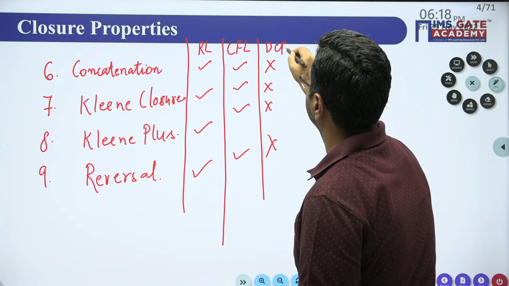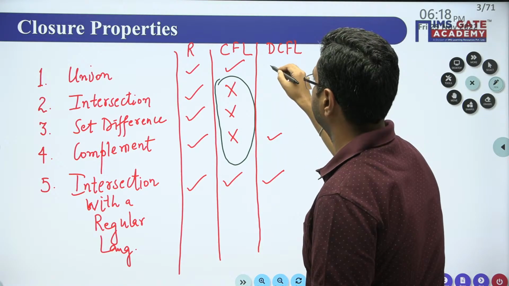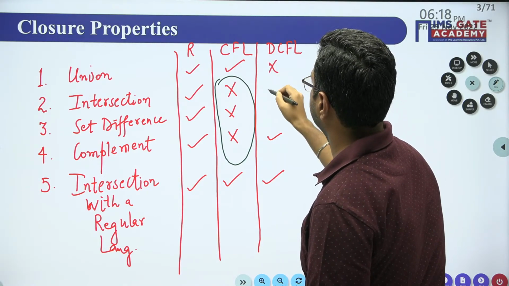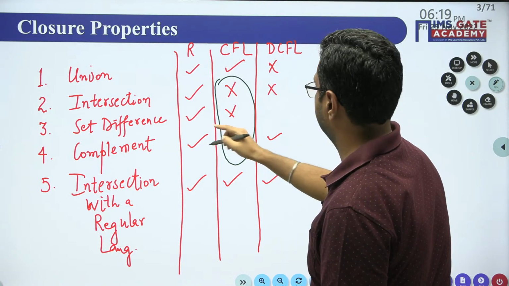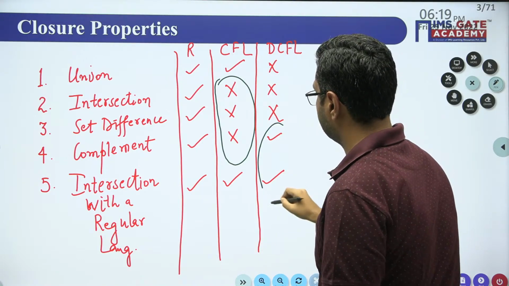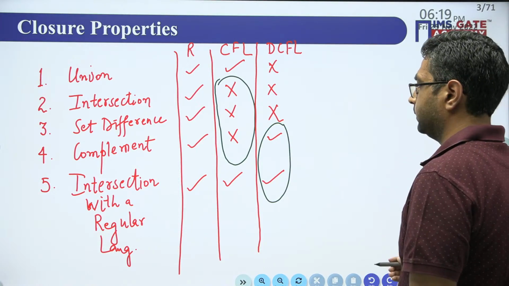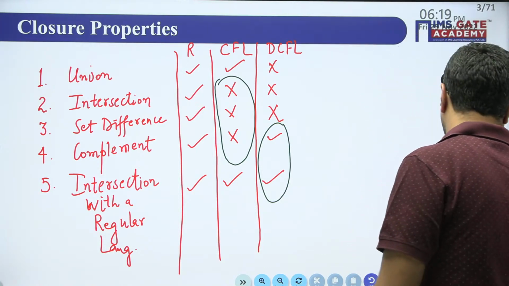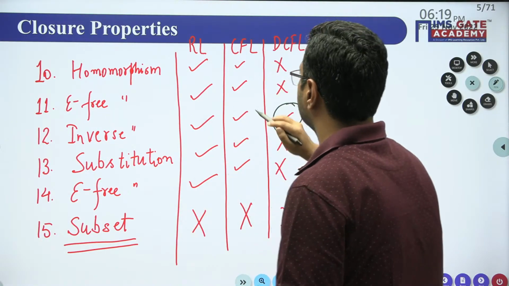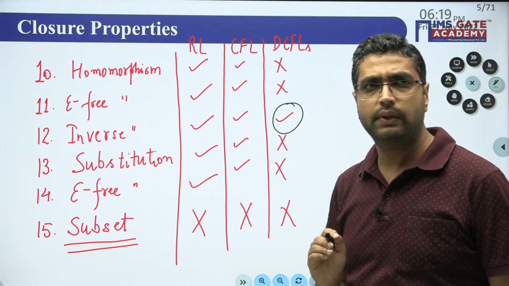DCFLs, right? So let's see over here, they are closed. They are not closed under any of the other operations, right? Yes. So you just need to remember three facts: complement, intersection with the regular language, and inverse homomorphism, as I suggested. So this is all about regular languages, context-free languages, and then the deterministic context-free languages, right?